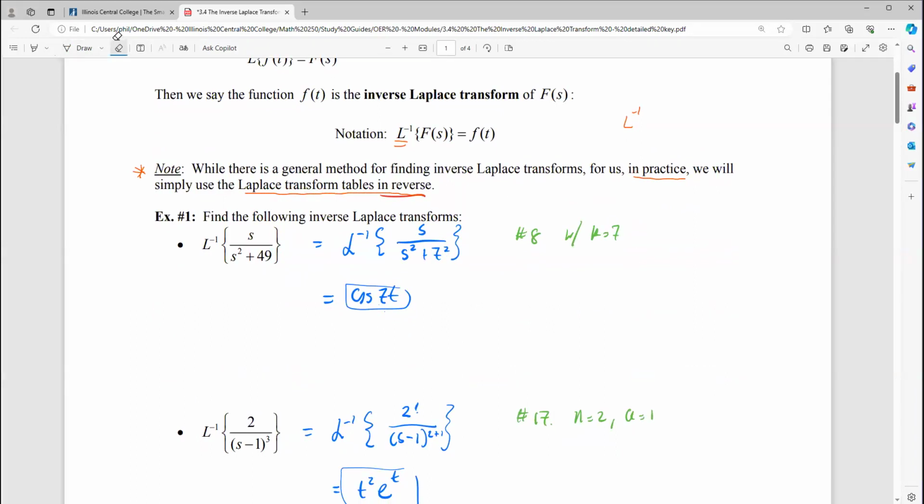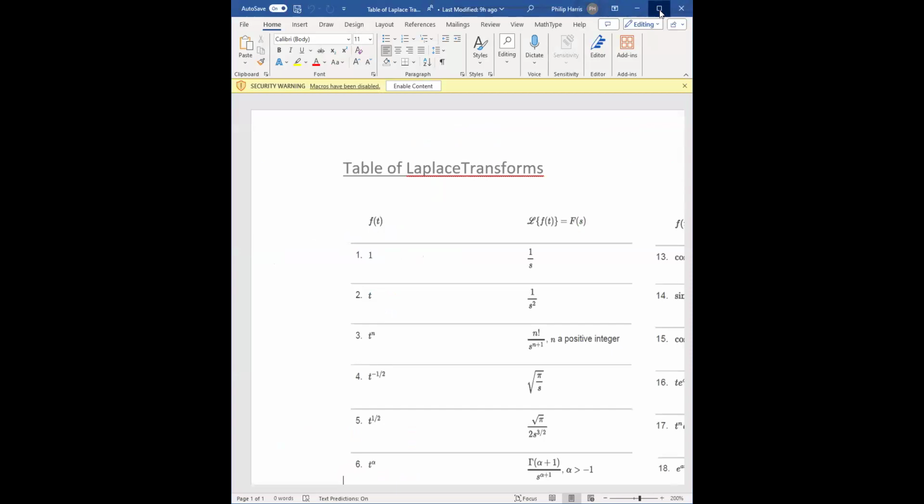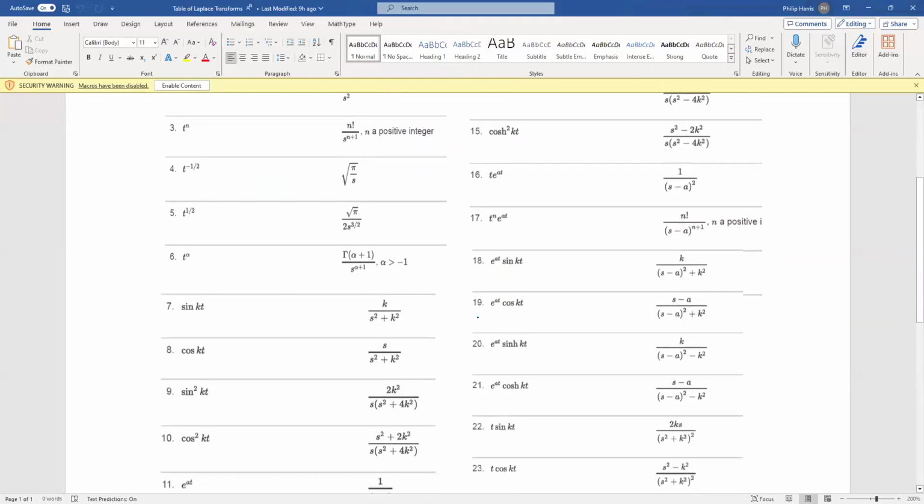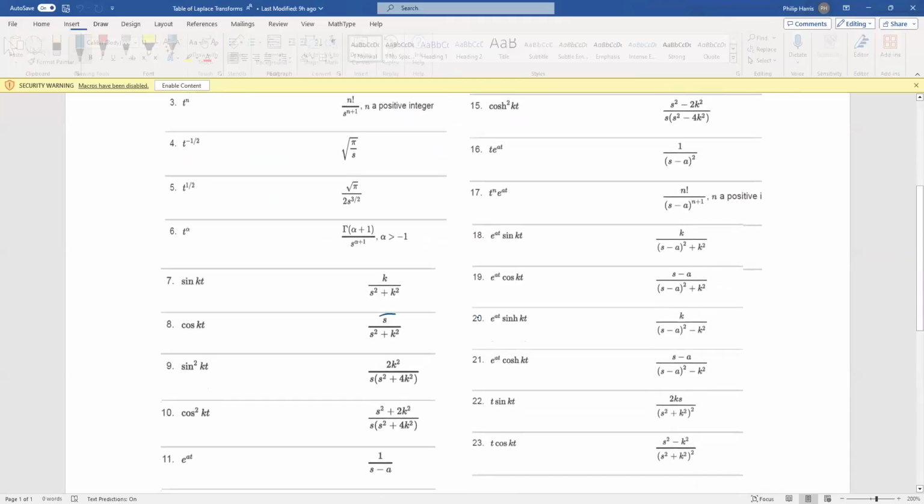For example, what is the Laplace inverse of s over s squared plus 49? This is a relatively easy one because it is on the Laplace transform table, and we are just going to look at these in reverse. My note says this is number 8 on the Laplace transform table. Let me look up my table. If we look at number 8, which is down here, I can see it.